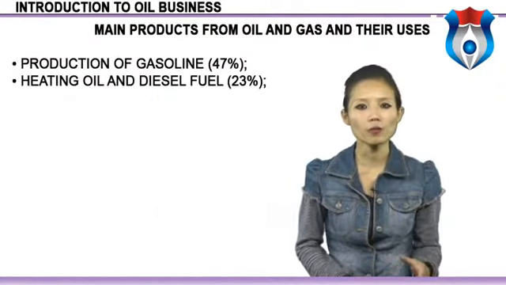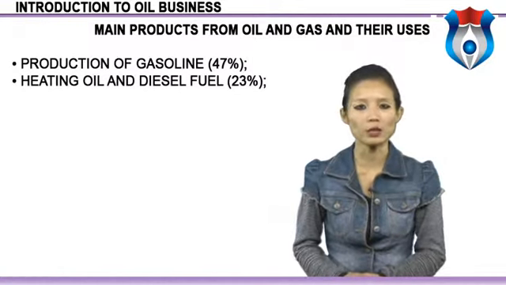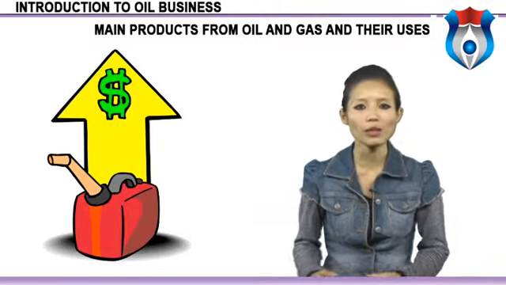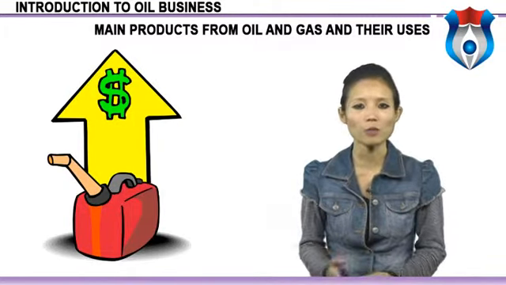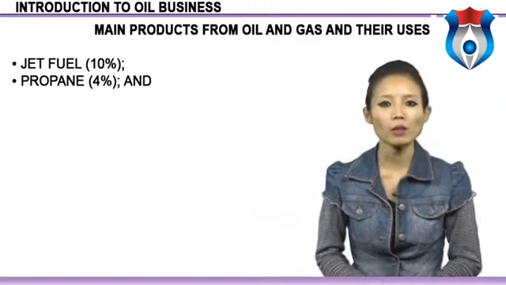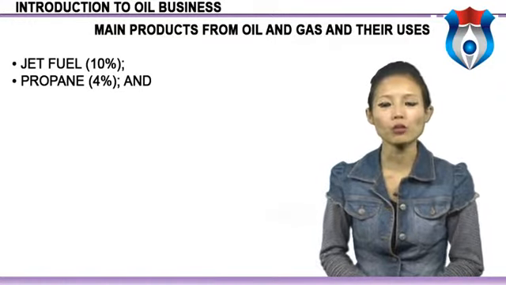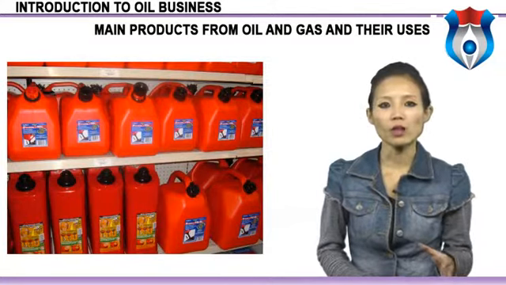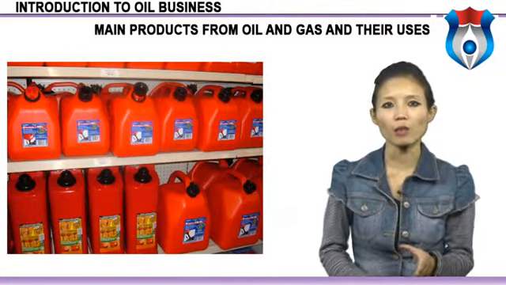Production of gasoline 47%, heating oil and diesel fuel 23%, petrochemical feedstock products derived from petroleum for the manufacturing of chemicals, synthetic rubber and plastic 18%, jet fuel 10%, propane 4% and asphalt 3%. The total is over 100% because there is more than a 5% processing gain from refining.